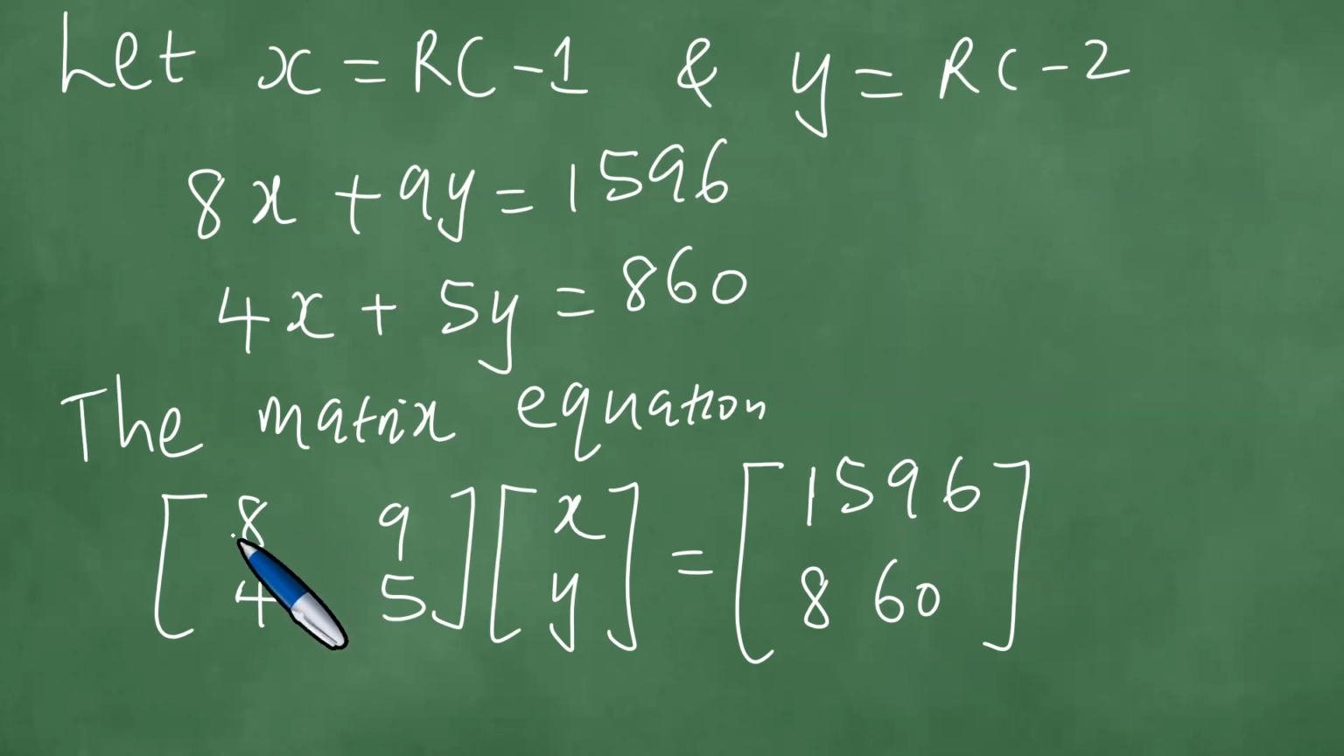So in other words, now we usually call row by column multiplication. So if we just factorized this into this matrix equation, but you can multiply again. 8 by x is 8x, 9 by y is 9y, 4 by x is 4x, 5 by y is exactly 5y, and the right-hand side are the constants there. Okay, right, so we then need to solve this.